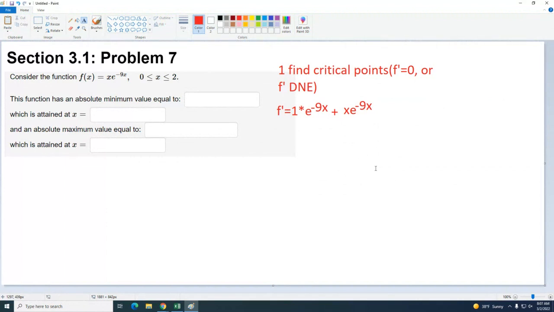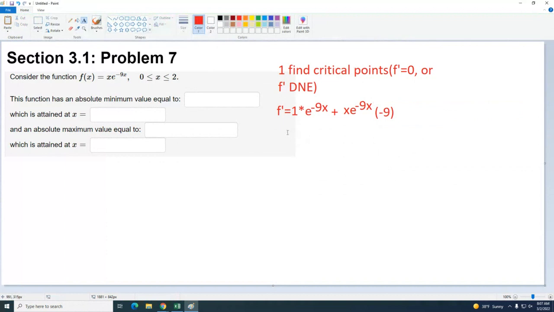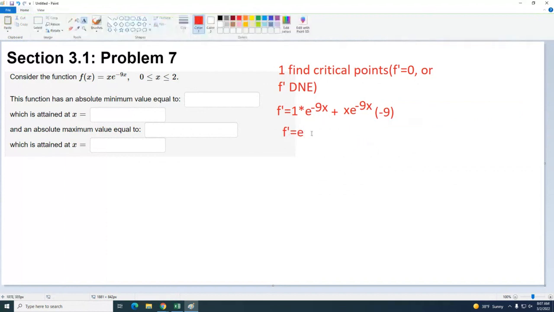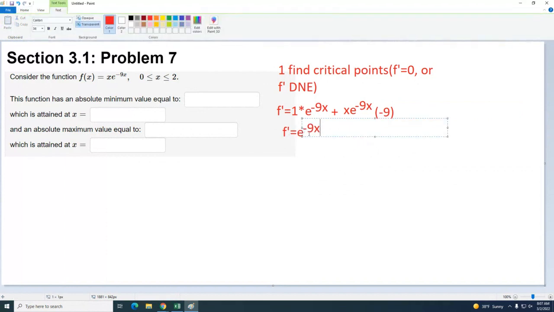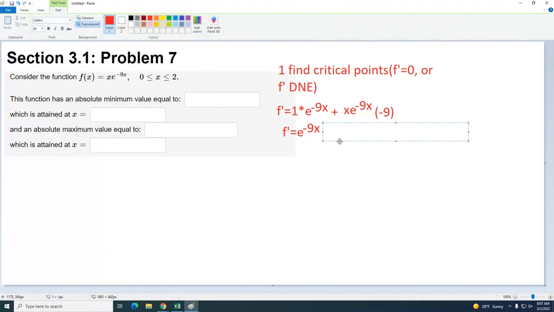So you have to differentiate the negative 9x, because according to the chain rule, you still have to multiply by the derivative of the inside function. So you multiply by the negative 9. The final answer for the derivative is e to the negative 9x, plus x times negative 9 times e to the negative 9x. Multiplying negative 9 with x, you get minus 9x times e to the negative 9x.